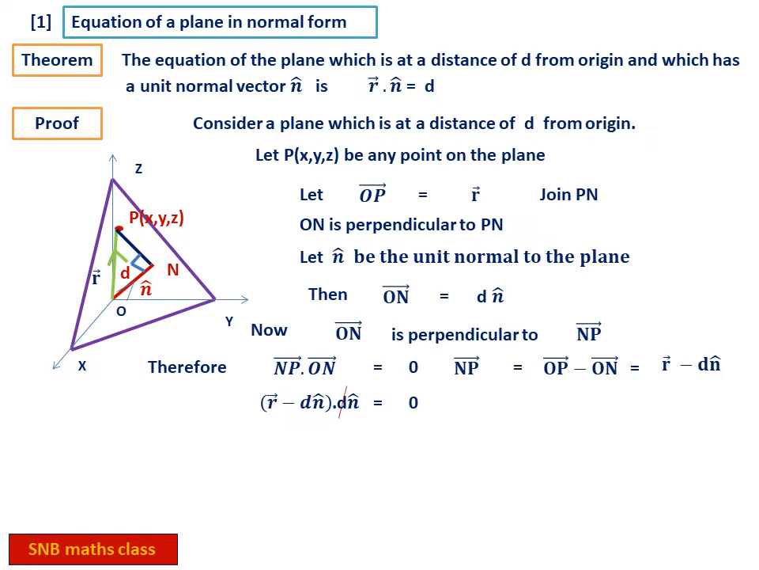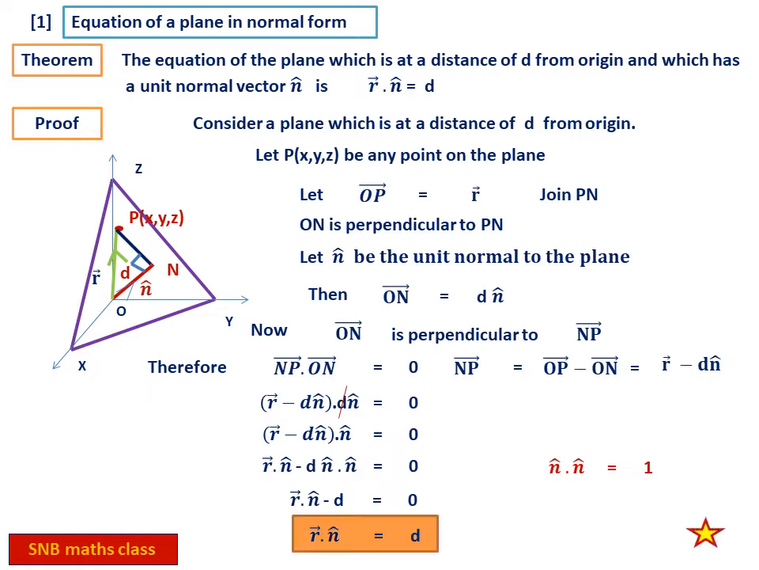This equal to 0. Now D you can cancel. So therefore, (R minus DN) dot N equal to 0. Now remove the bracket. R dot N minus D into N dot N equal to 0. But N is a unit normal. Therefore, N dot N is what? That is 1. Therefore, you can write R dot N minus D equal to 0, or R dot N equal to D. This is the equation of the plane in normal form.